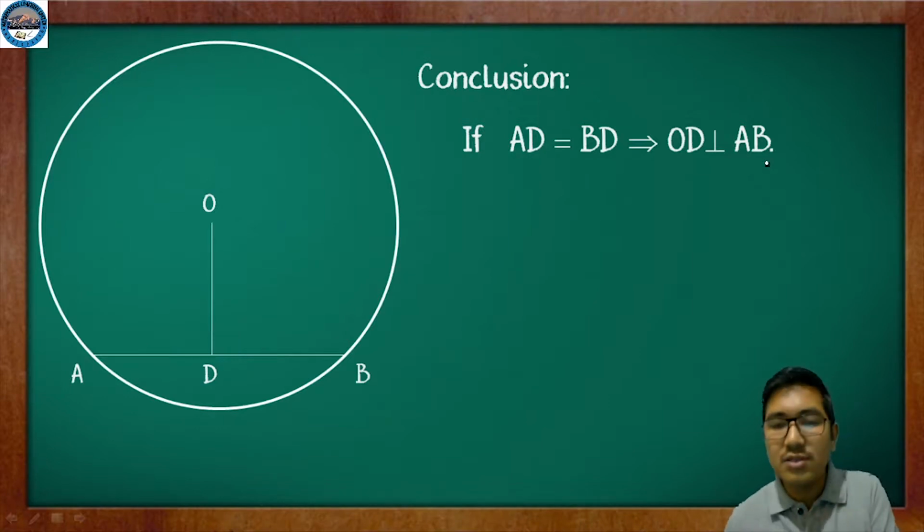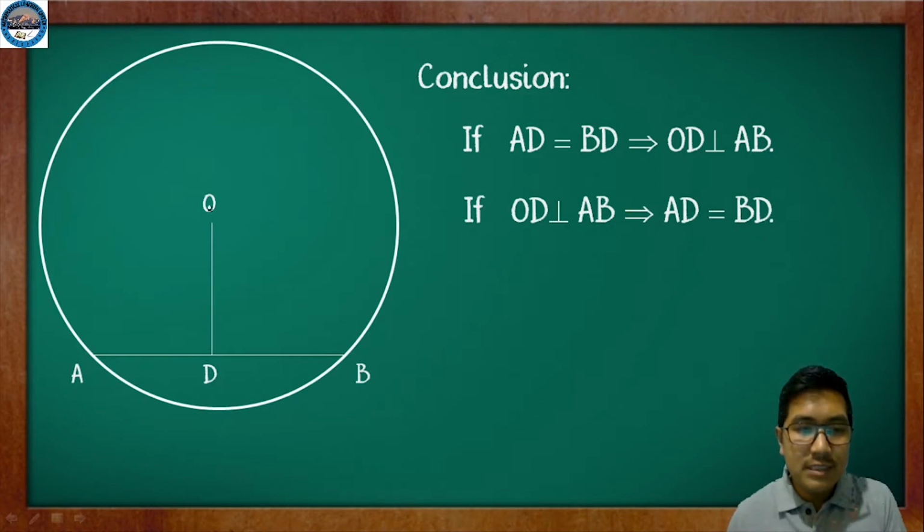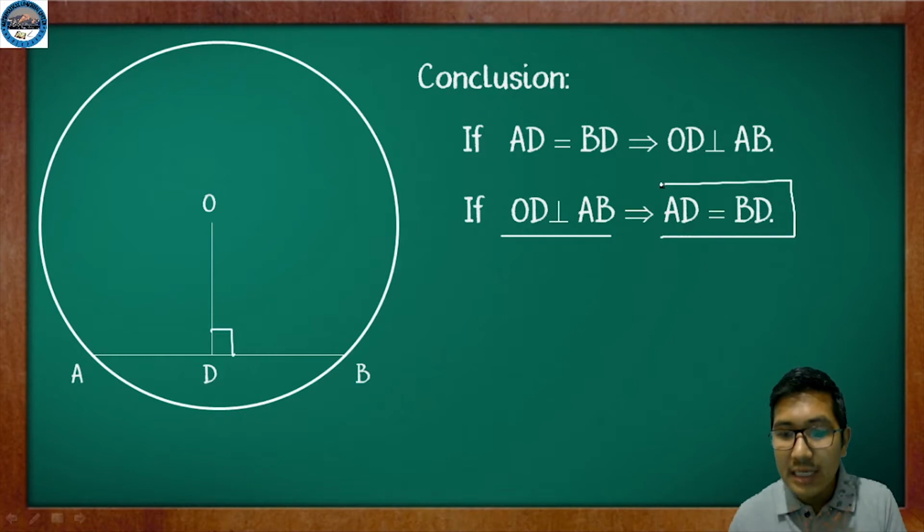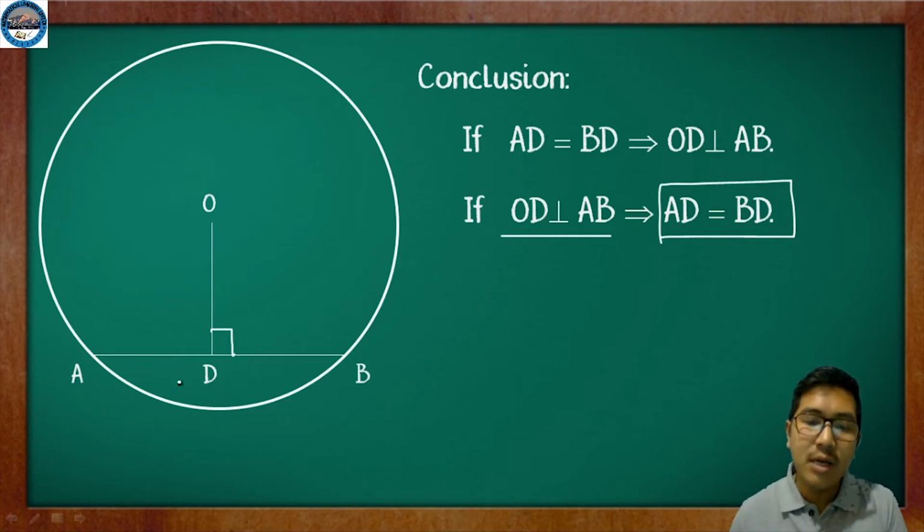And from the previous theorem, if the line drawn to the chord is perpendicular, that means OD is perpendicular, then AD will be equal to BD, which means D will be the midpoint. Suppose if it bisects, it will be perpendicular, and if it is perpendicular, it will always bisect. So this is the important result that we get from these two theorems.